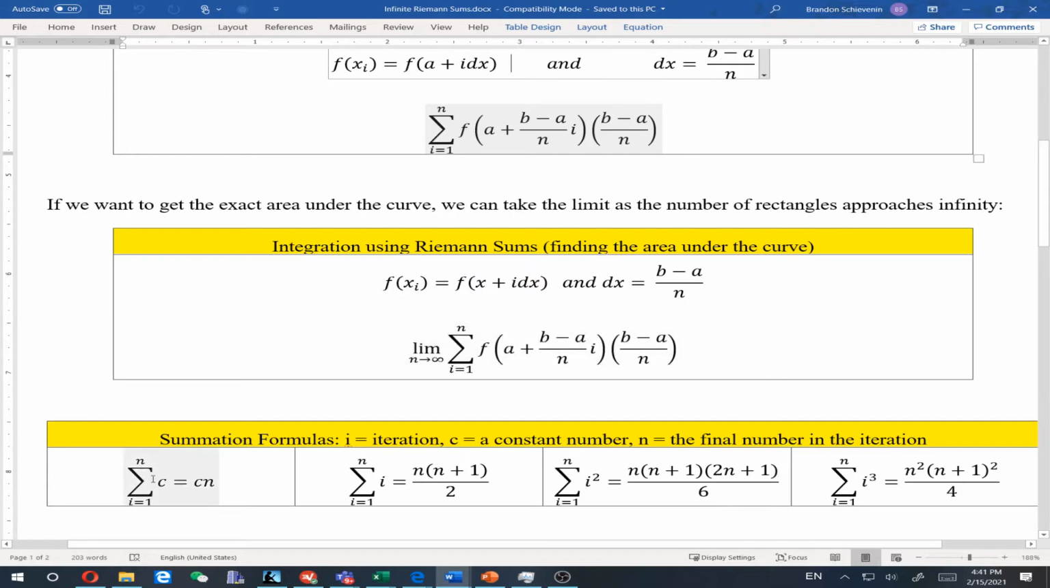Then we can use summation formulas. These are shortcuts for adding iterations from 1 to n together, to plug in and get our answer for an infinite Riemann sum.